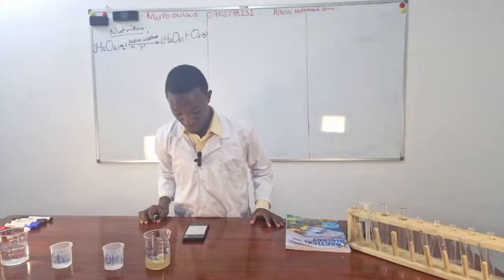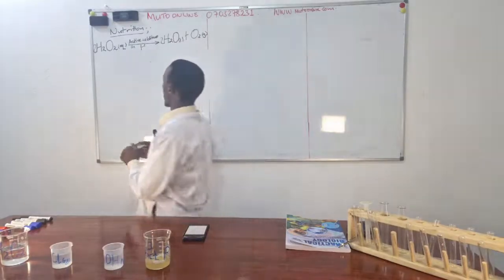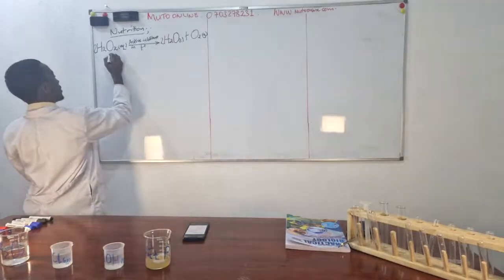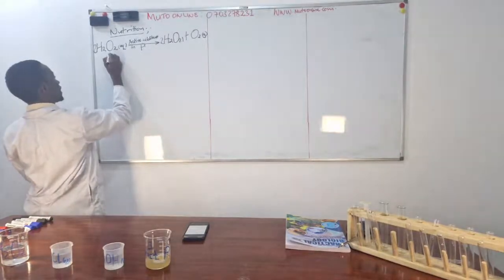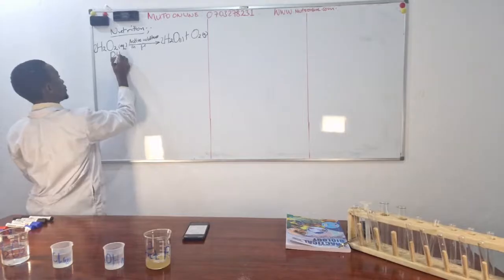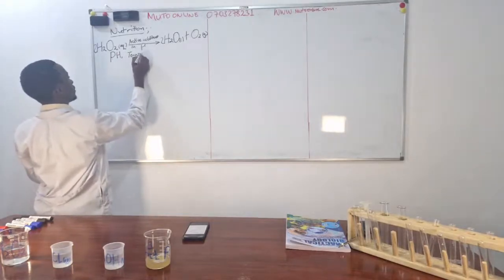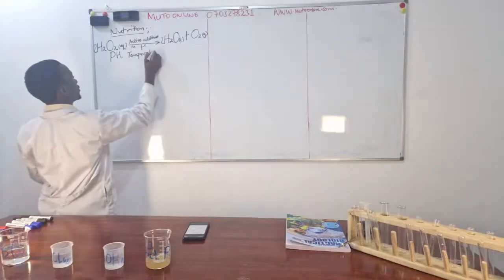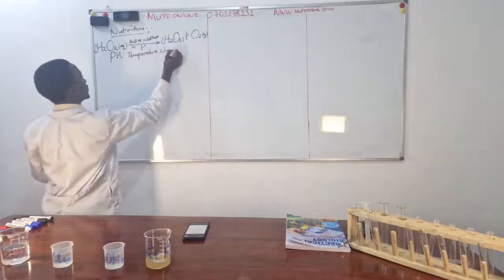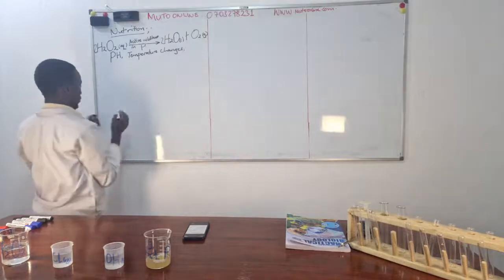So, however, they continued and said, the company manager has discovered that the activities of the active substance in P is affected by pH and temperature changes. So they have mentioned the two factors affected by pH and then temperature changes.